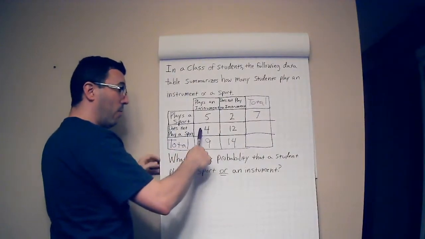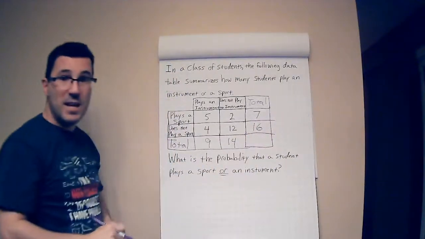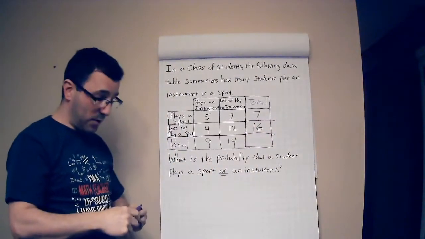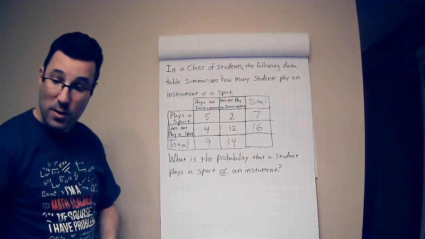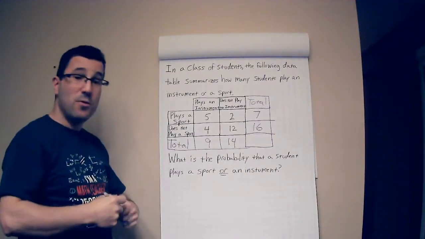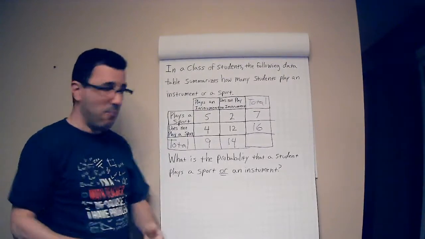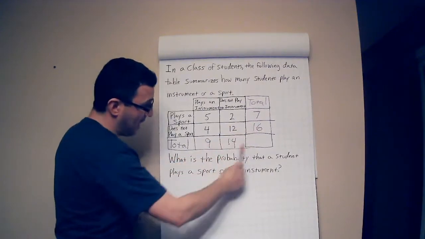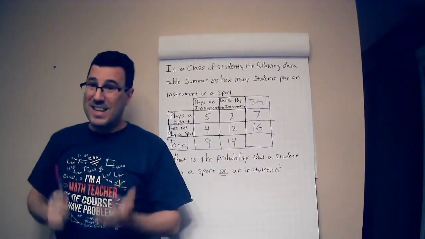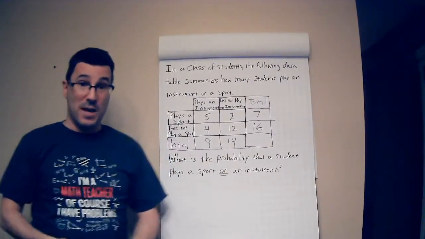Does not play a sport, 4 plus 12, 16 students that do not play a sport. Well, the last thing we're going to do is figure out how many students there are in total. The way we make sure that everything's working out right is we're going to add up and down, and we're going to add side to side. We should get the same number. If we don't, then we made a mistake somewhere.